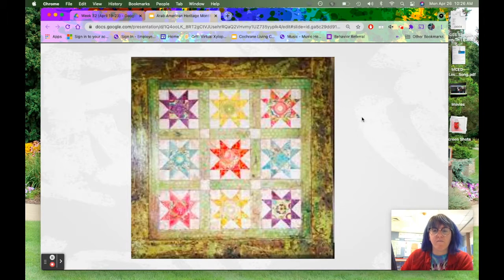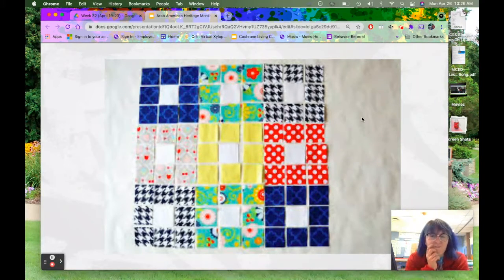Interesting. Let's look at another one. Now, this one isn't finished, but it's going to look kind of like this. What do you notice about this one? Yeah, we see a pattern in this square, and we see the same pattern in every square where the outside square is one color and then the inside square is white. It's the same pattern in each 3x3 square, but we use different colors.